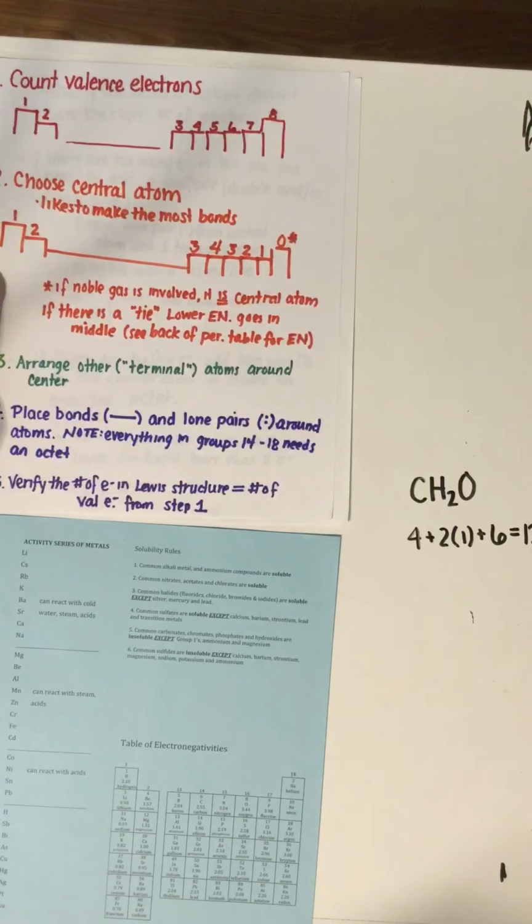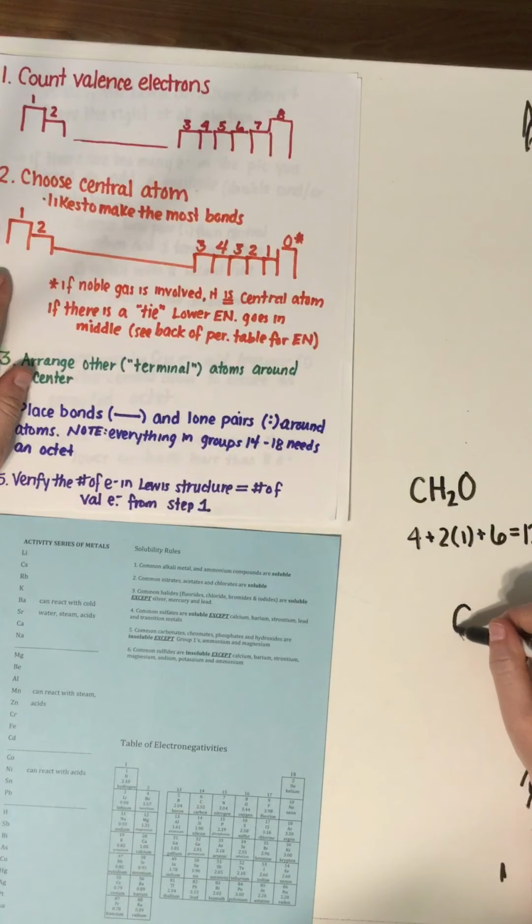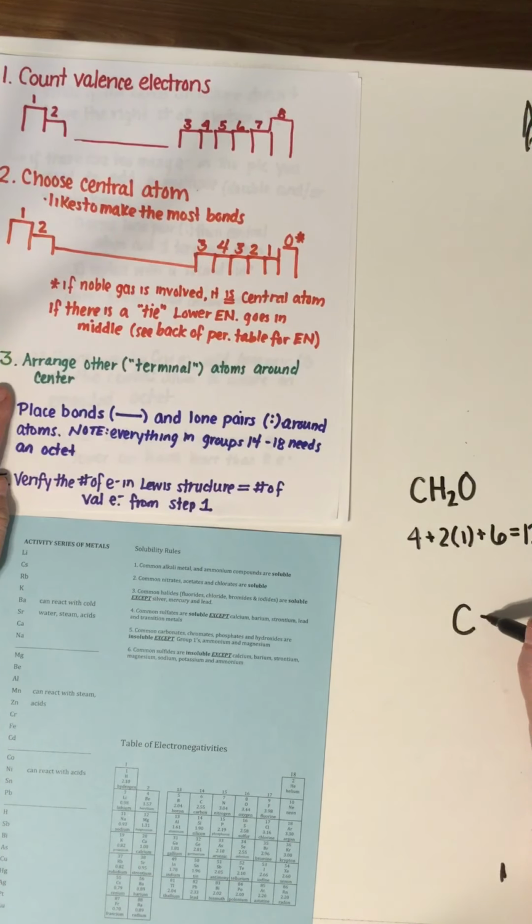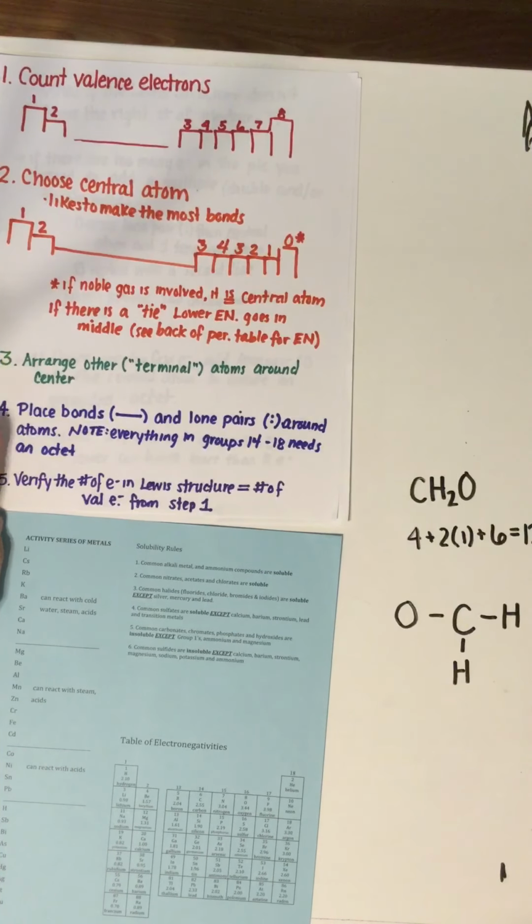We choose the center atom. Carbon likes to make the most bonds, so he's going in the middle. We arrange the other elements around the carbon. 2 hydrogens, 1 oxygen, and then we place electrons in our structure. We've got our 3 bonds drawn here. We look and see which of these need an octet that don't already have one.